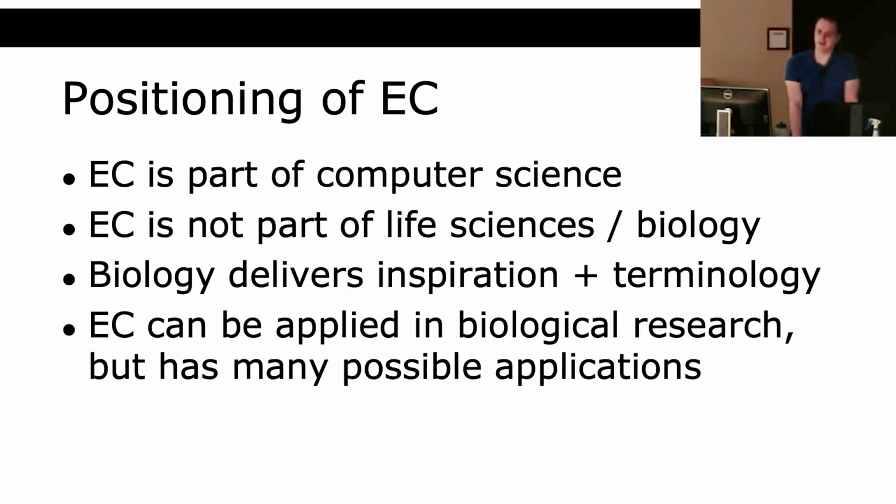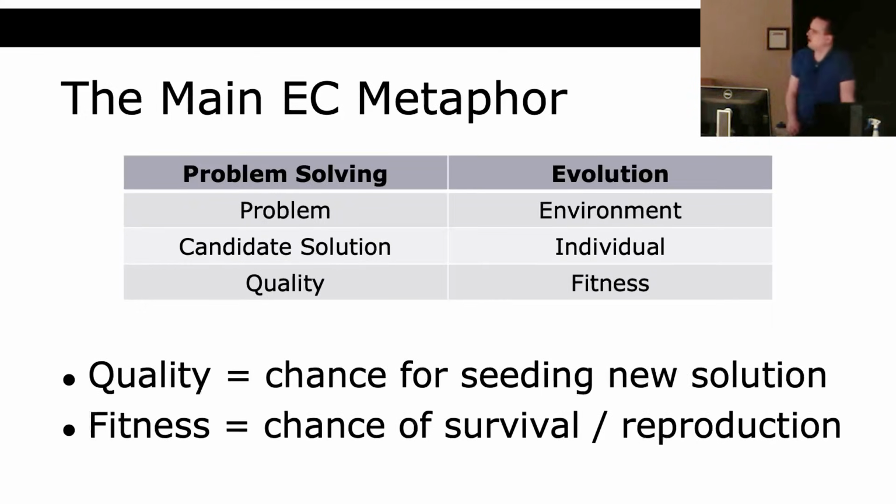EC can be applied in biological research, but it has many possible applications. Even though we're going to be talking about evolution, genetics, stuff like that, this is an algorithmic approach to problem solving that is completely generic. The domains that you apply it to do not have to be biological in nature. The main evolutionary computing metaphor has to do with taking inspiration from the real world and biology and evolution and applying that to algorithms somehow.